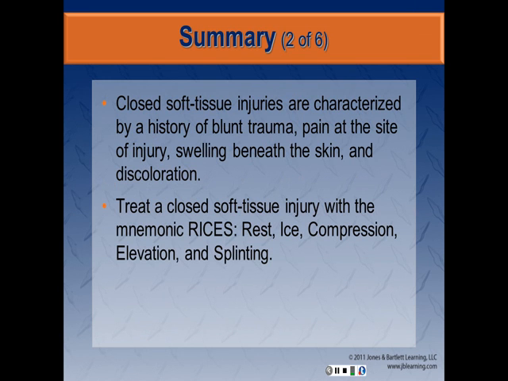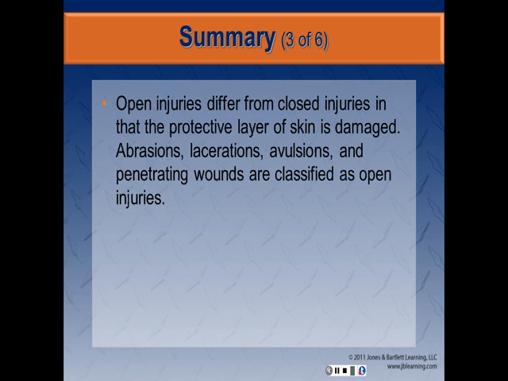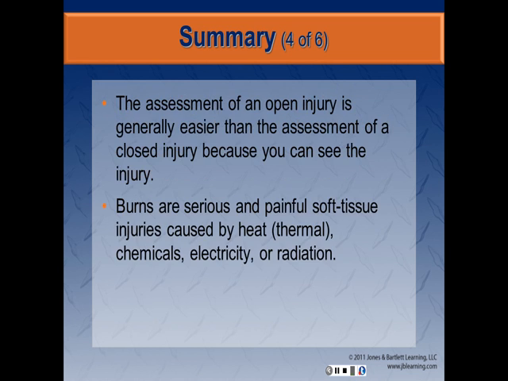Open injuries differ from closed injuries in that the protective layer of skin is damaged. Abrasions, lacerations, avulsions, and penetrating wounds are classified as open injuries. Treat an open soft tissue injury by applying direct pressure with a sterile bandage, using a roller bandage, and splint. The assessment of an open injury is generally easier than the assessment of a closed injury because you can actually see the injury. Burns are serious and painful soft tissue injuries caused by heat or thermal, chemicals, electricity, or radiation.